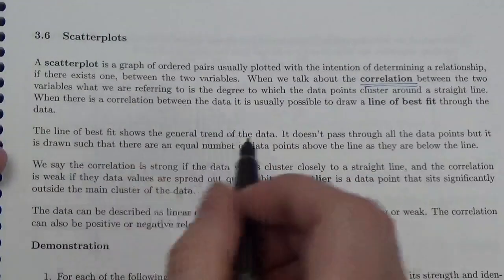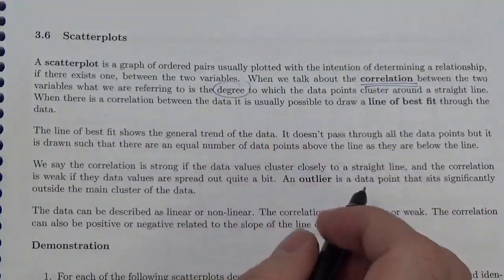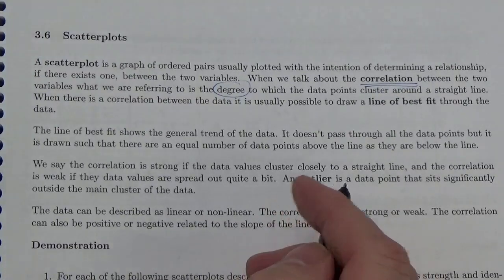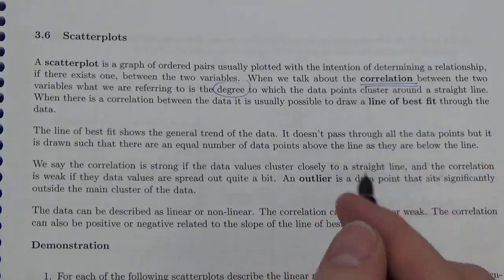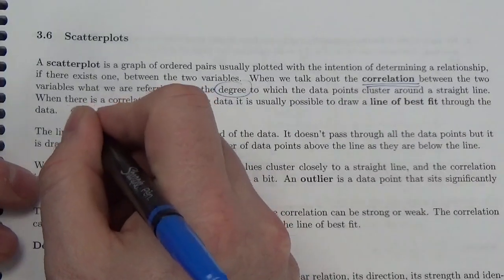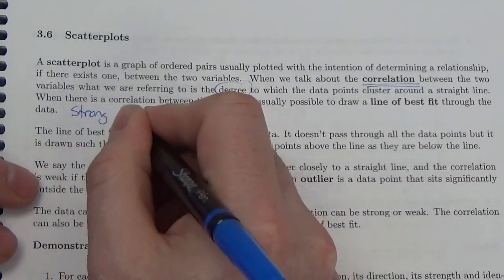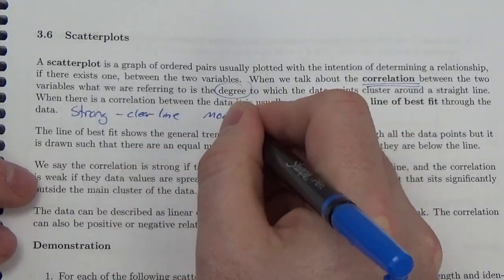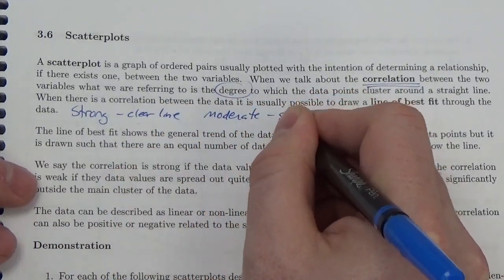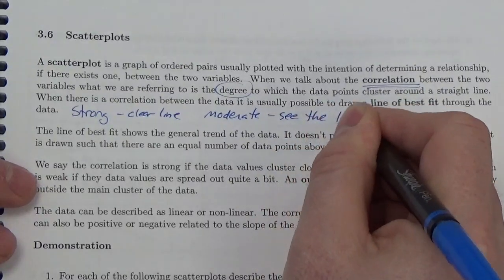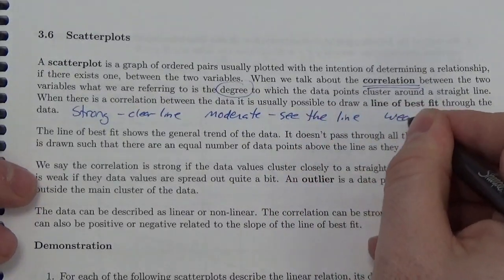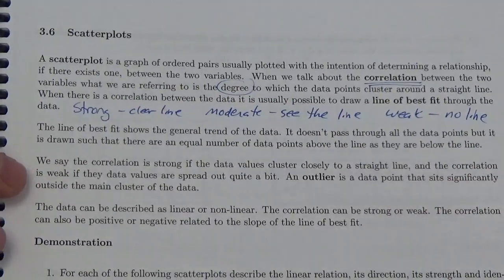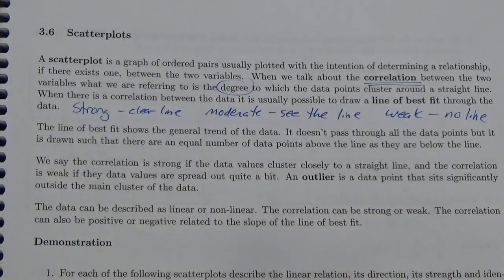And we usually talk about the degree to which the data cluster around a straight line. The way we talk about that is, the correlation is strong if you've got a clear line. It's moderate if you can see the line, and we call it weak if you can't see the line, if there's no line of best fit that you can see clearly in that data.